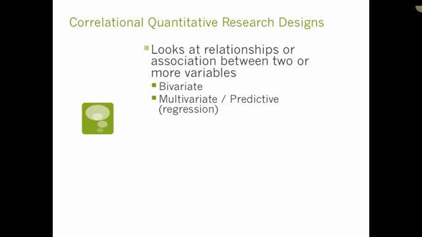Okay, so while comparative designs compare two or more groups on a variable, correlational research designs are a little bit different. They look at the relationship or the association between two or more variables. They can either be bivariate, which is the relationship between two variables, or they can be multivariate, which can also be predictive, and you use a technique called regression. That's a little technical right now, but don't worry about it. What's important to know is that correlational research designs don't just compare groups on a variable, but instead they look at the relationships between two or more variables.